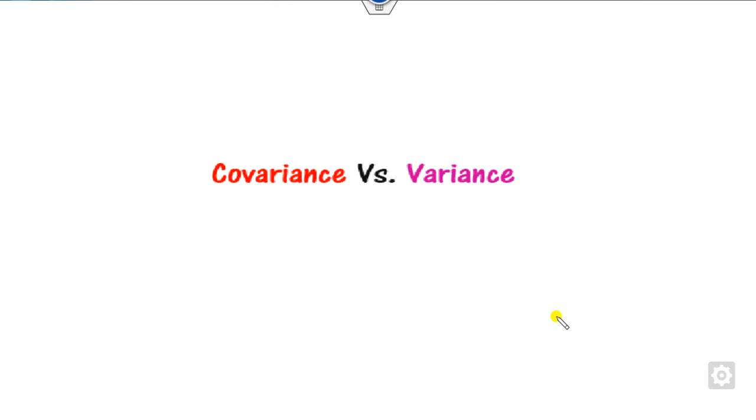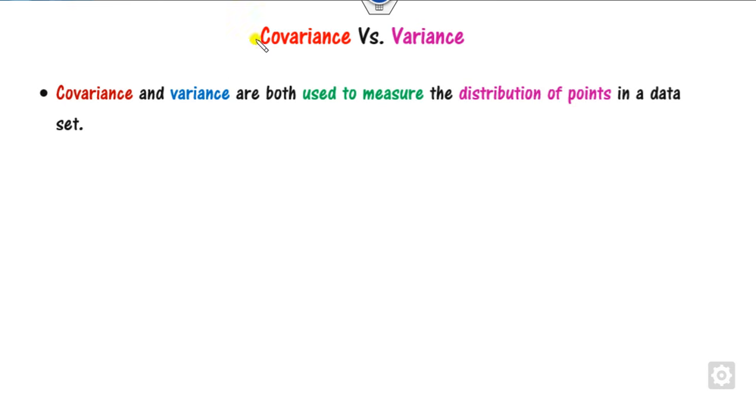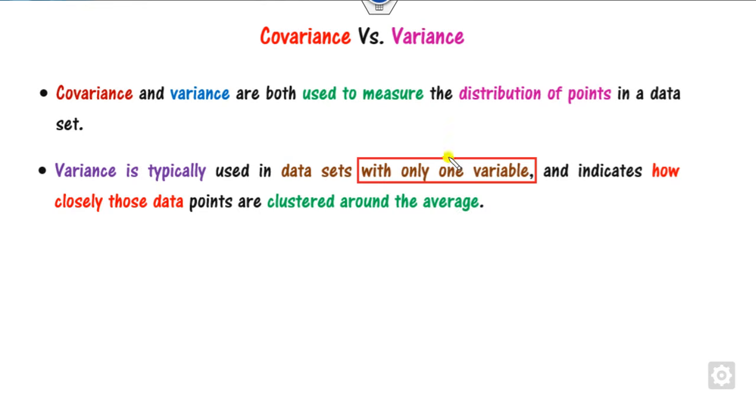What is the difference between the covariance and the variance? That is again very simple. First of all, both covariance and variance are used to measure the distribution of the points, because both are measures of dispersion. The only basic difference is that variance is used for a single variable, like variance of x, while the covariance is used when two variables are there. Whenever there are two variables x and y and you want to measure the spread between them, we use the covariance. But if you have only one variable, then we use the variance.